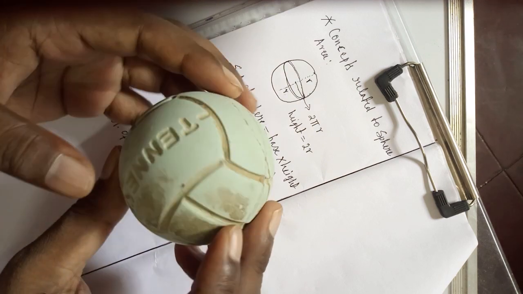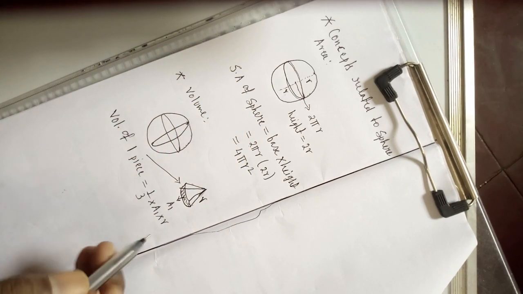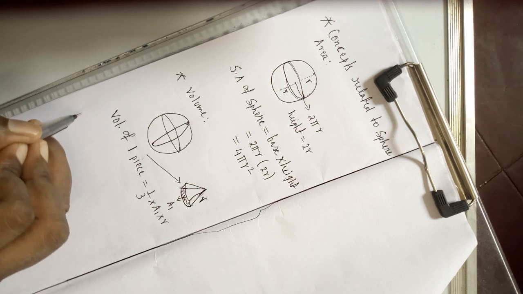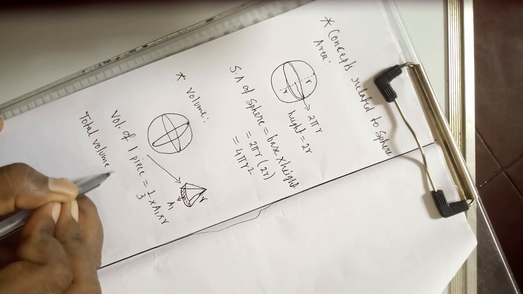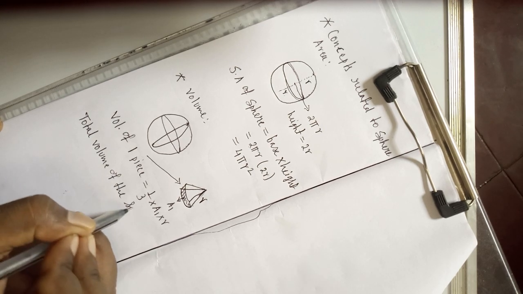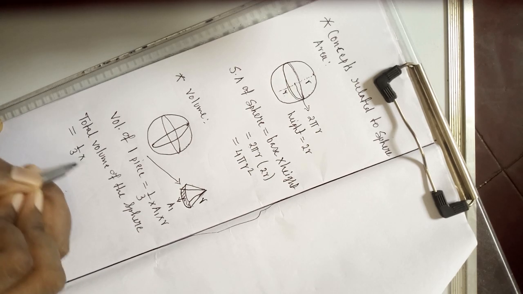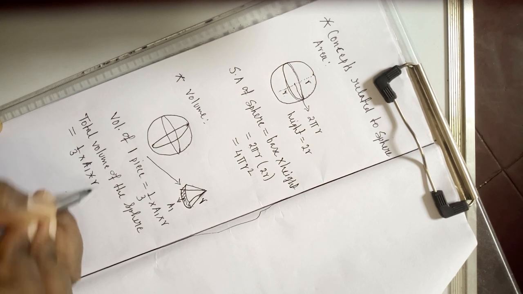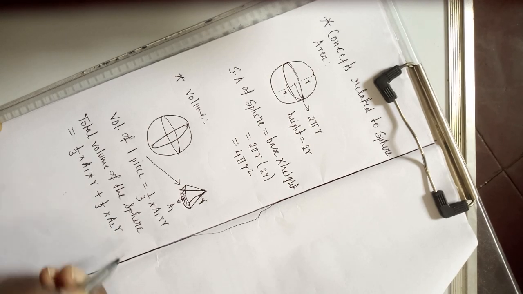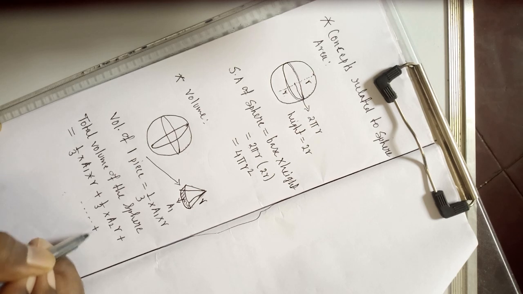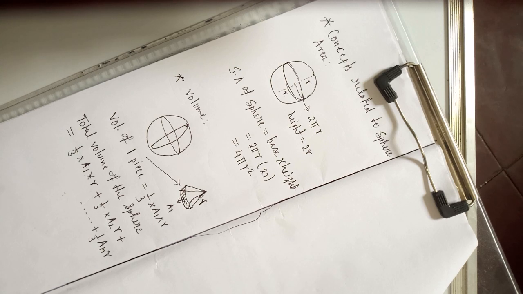Similarly, when you see this ball, everywhere we have this part, so many pieces are there. So from this part, try to understand. The total volume of the sphere equals 1/3 into A1 into R plus 1/3 into A2 into R plus up to plus 1/3 AN into R. I hope this is clear to you all.